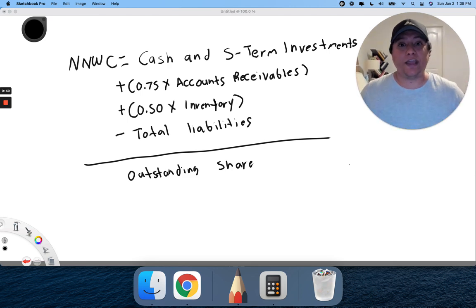Just to recap, where we left off last time is with the actual formula we use to find the net value. NNWC stands for net working capital. To get that, we grab a company's cash and short-term investments, then we add some of the account receivables and some of the inventories. We discount those items, add them all together, and then subtract liabilities. That gives us our net working capital. Then we divide by outstanding shares to find our per share value.